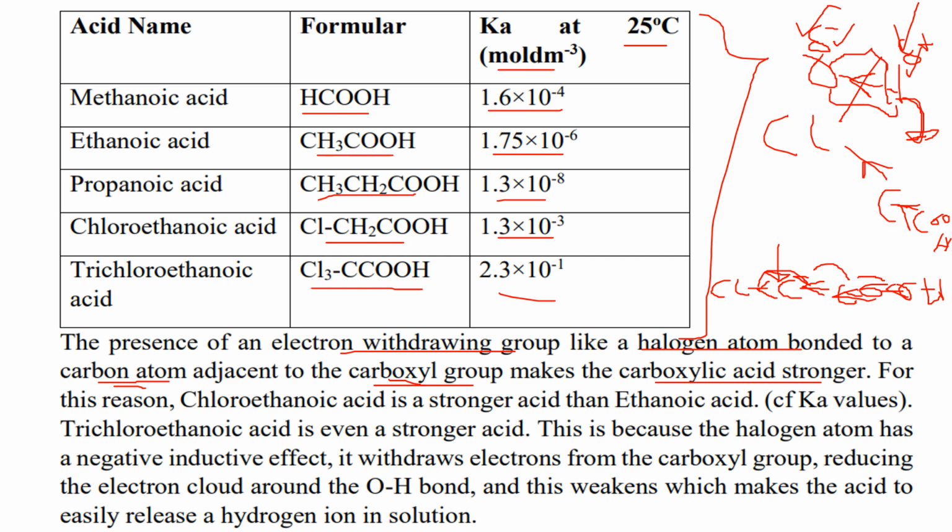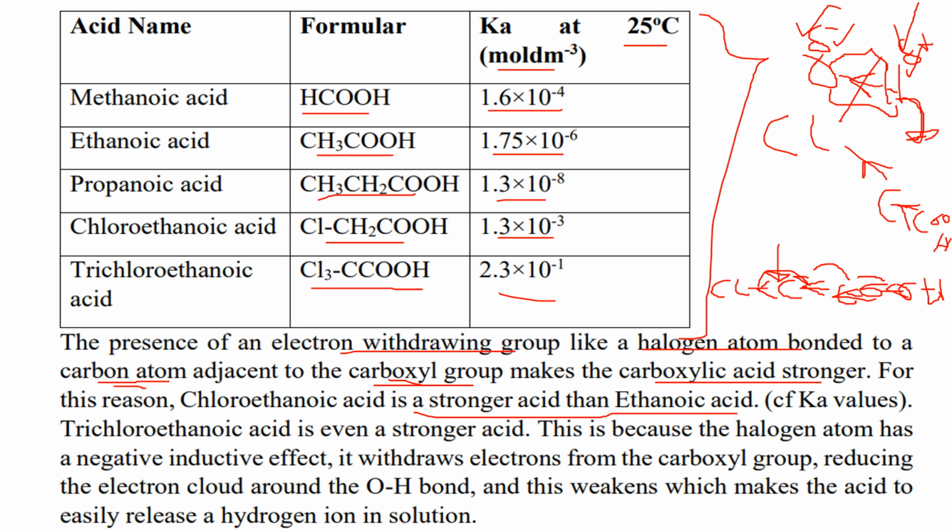Now I've seen that for this reason, chloroethanoic acid is a stronger acid than ethanoic acid, because in chloroethanoic acid there is presence of an electron withdrawing group, or a group that causes negative inductive effect. Negative inductive effect refers to the effect whereby an atom is withdrawing electrons from the main organic compound.